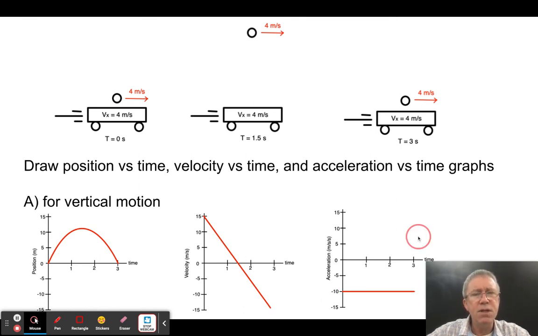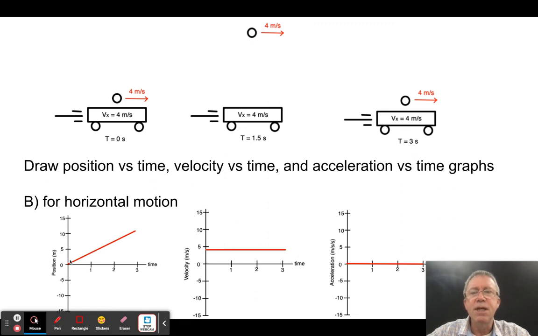What would it be for the horizontal motion? Well, for the horizontal motion, it's traveling at a constant 4 meters per second. So it's going to go 12 meters over the course of 3 seconds at a constant rate. Since the rate is constant, I'll see a horizontal line at 4 meters per second because the velocity is not changing and its acceleration is 0. It never got faster or slower.